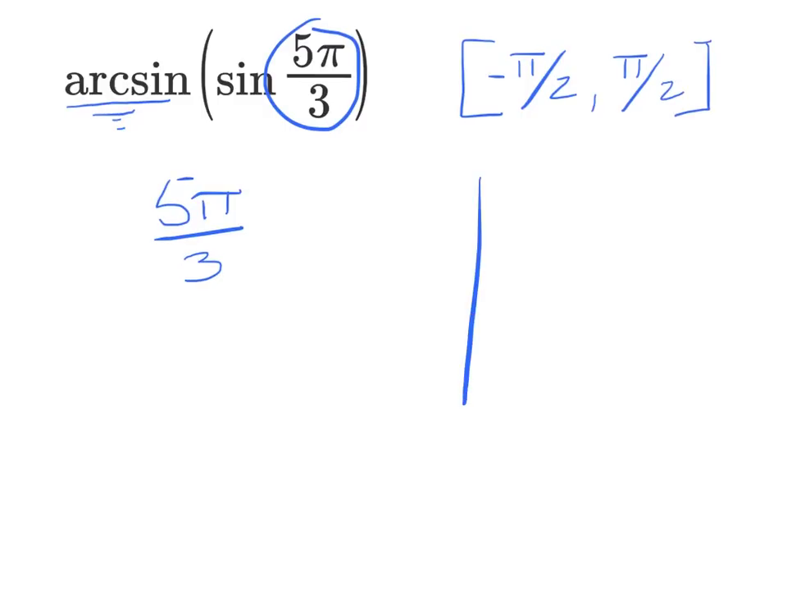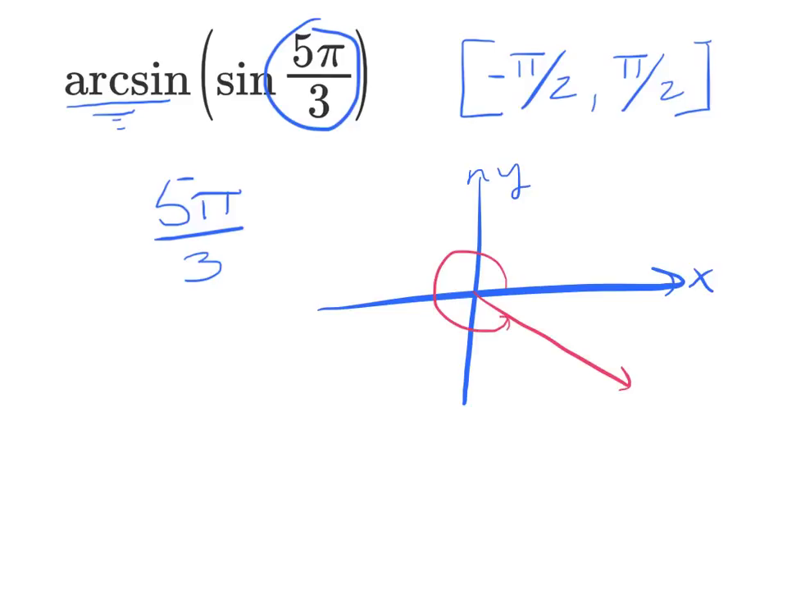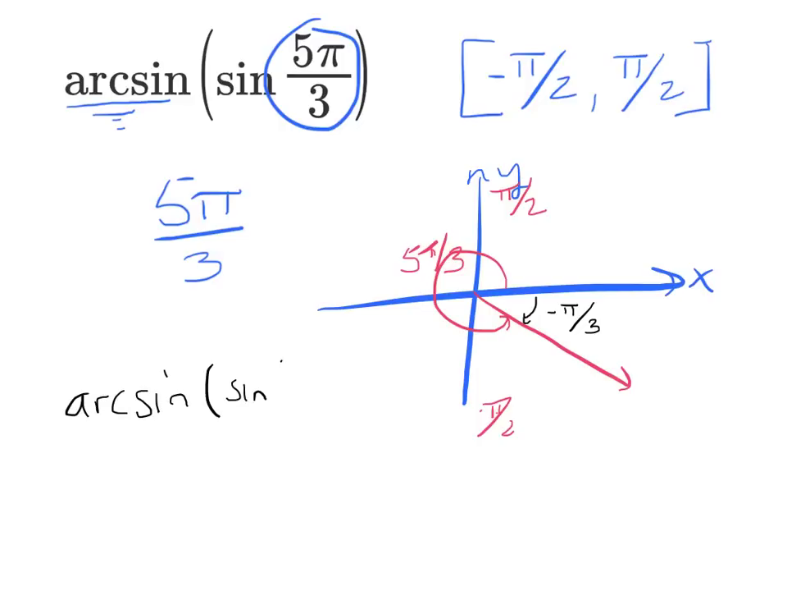Now 5 pi over 3 would be in the 4th quadrant, so we're looking at this angle that wraps around here. That's 5 pi over 3, but we need that angle to be between -pi over 2 and pi over 2. So that would be this angle right here, which is just -pi over 3. So the arc sine of the sine of 5 pi over 3 is equal to -pi over 3.